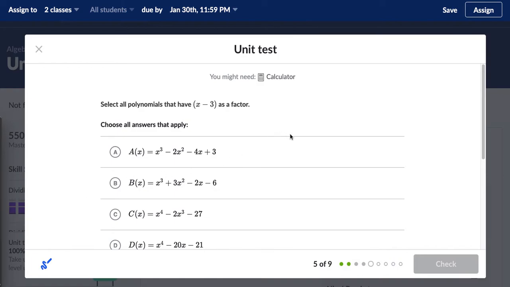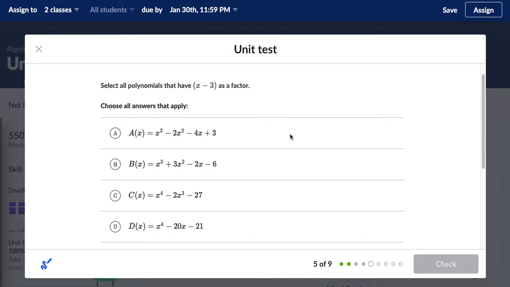And here we go. Select all the polynomials that have x minus 3 as a factor. So how does this work? Here we're going to apply the polynomial remainder theorem. The polynomial remainder theorem tells you that if you plug in the inverse of the second term in the binomial, so in this case, if we plug in 3 instead of negative 3, if we plug it in for x in each one, it'll tell us what the remainder is for that polynomial, and of course, if it has x minus 3 as a factor, it's going to have a remainder of 0. So let's try that out.